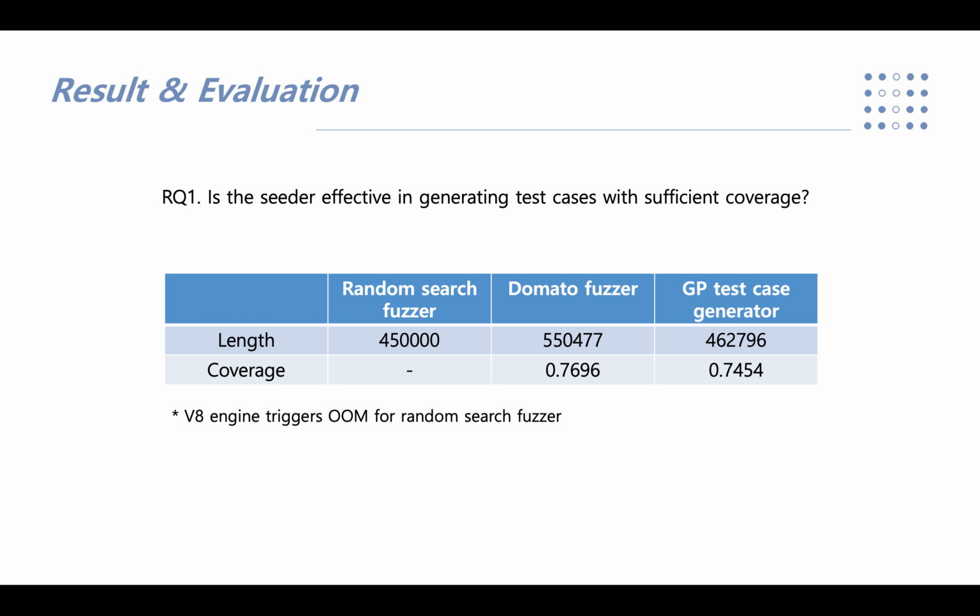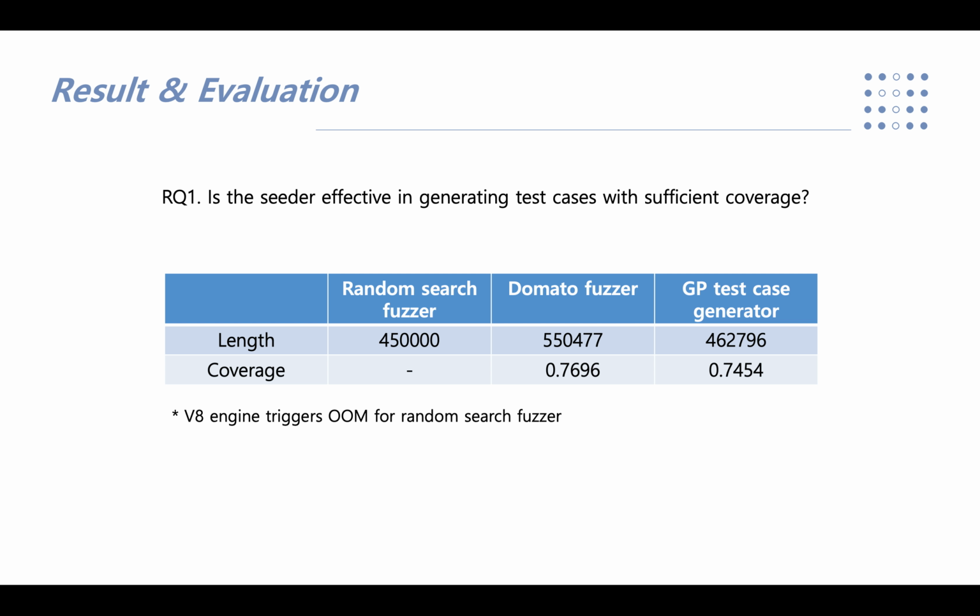For random search fuzzer, we chose the minimum length of 450,000 in the given range, but V8 engine triggers out of memory for such dataset. This is predicted to be attributable to the parser attempting to parse a long L-shaped input.